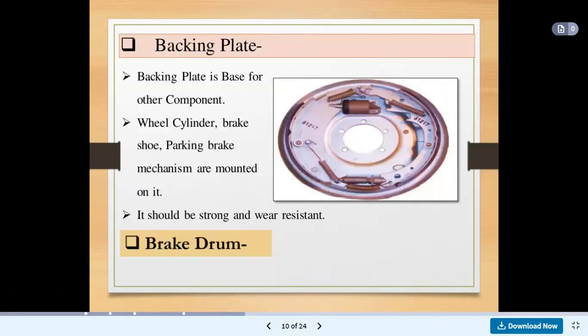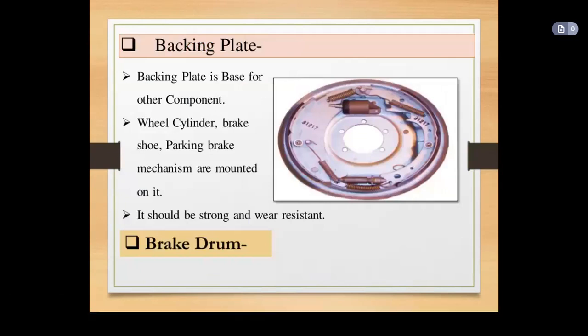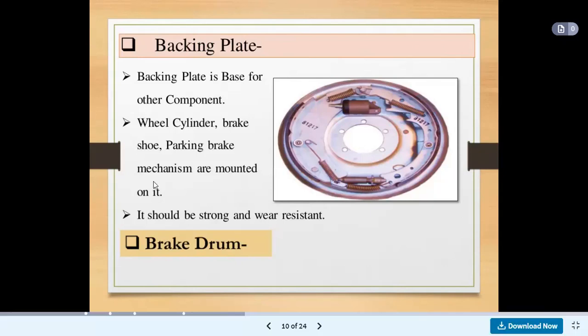If we see, the backing plate is a base for other components. Like this diagram, this is the backing plate. Wheel cylinder, brake shoe, parking brake mechanism are mounted on it. So in all these types of brakes, these components are arranged on this backing plate. It should be strong and wear resistant. So these are the features related to the backing plate.